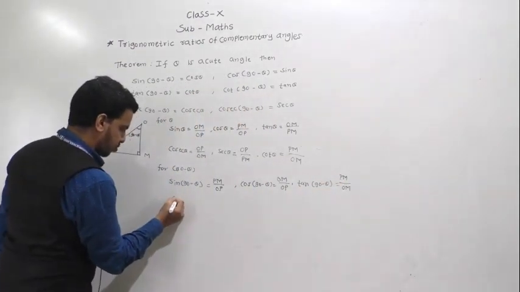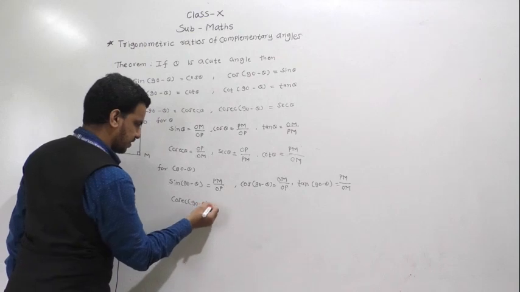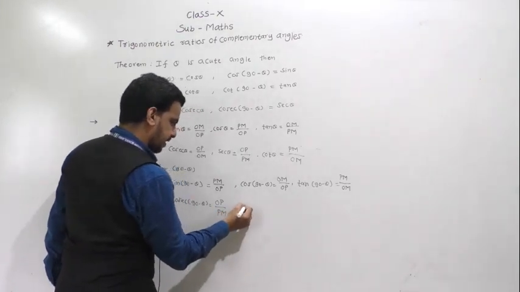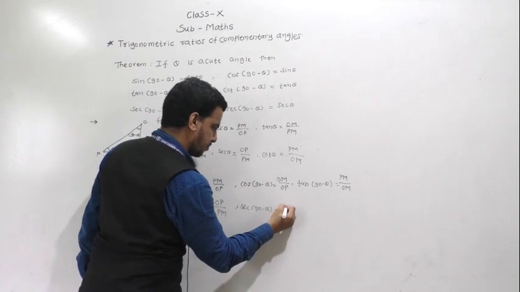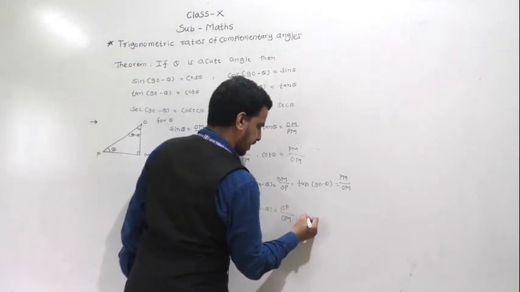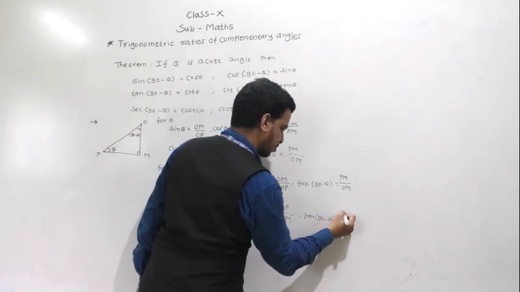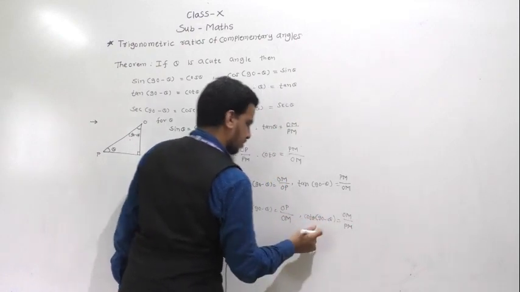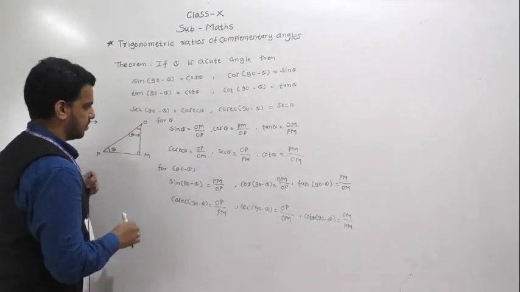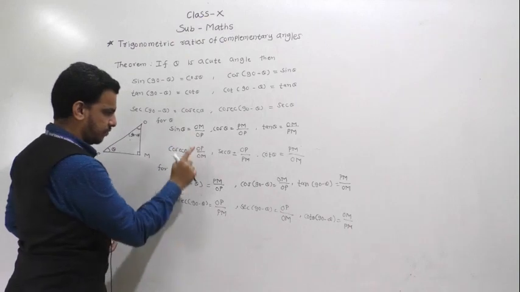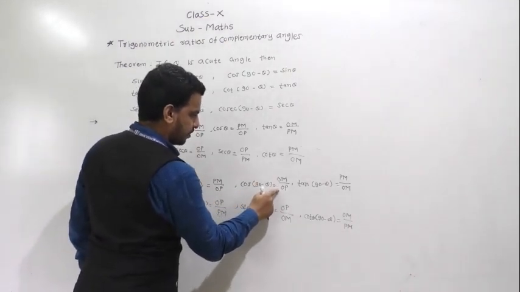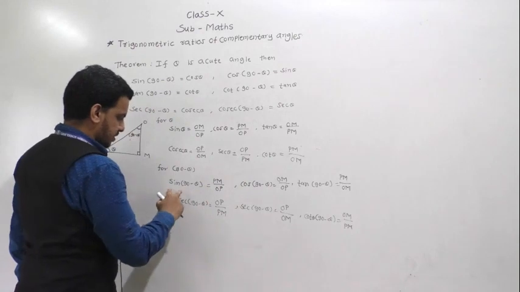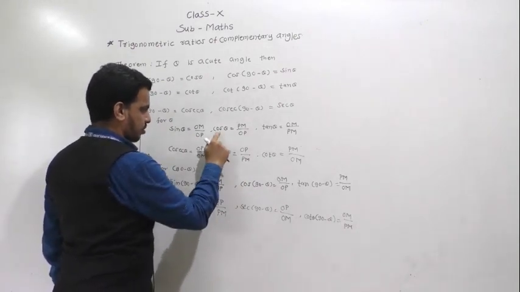Okay, so cosec(90 minus theta), the reciprocal of sine, is OP by PM. Sec(90 minus theta) is OP by OM. Sorry, cot(90 minus theta) is OM by PM. Okay, now if we observe this, sin theta is OM by OP and cos(90 minus theta) is OM by OP. So we get sin theta is equal to cos(90 minus theta).